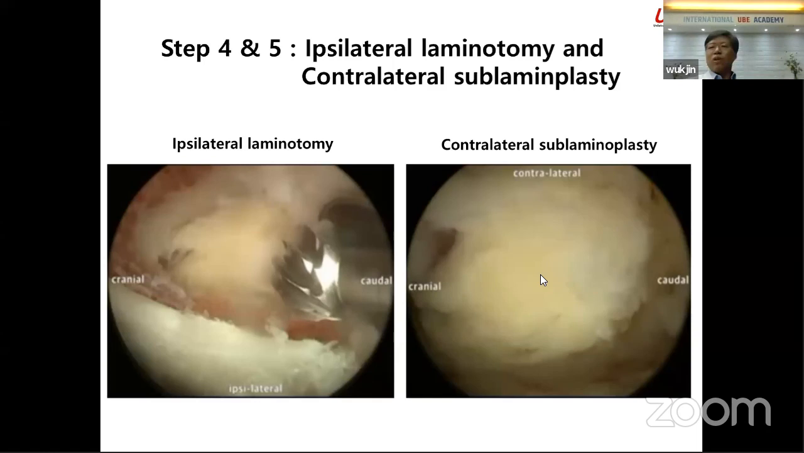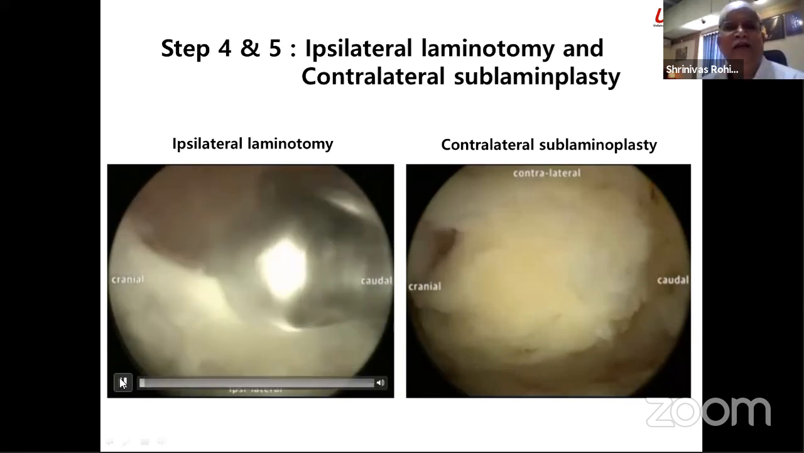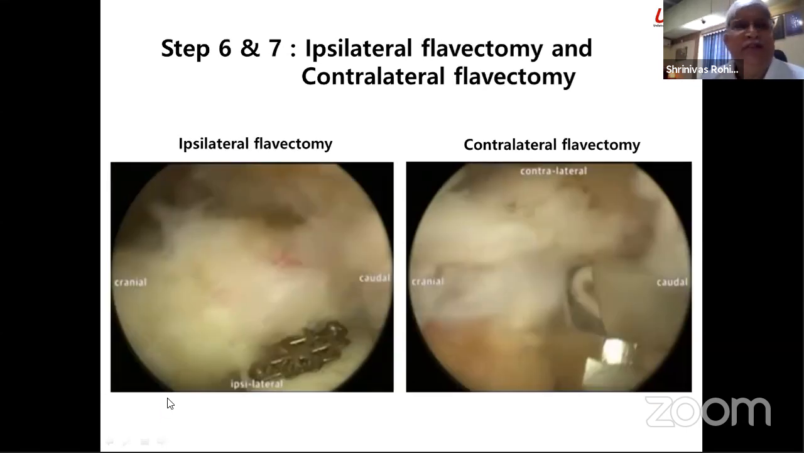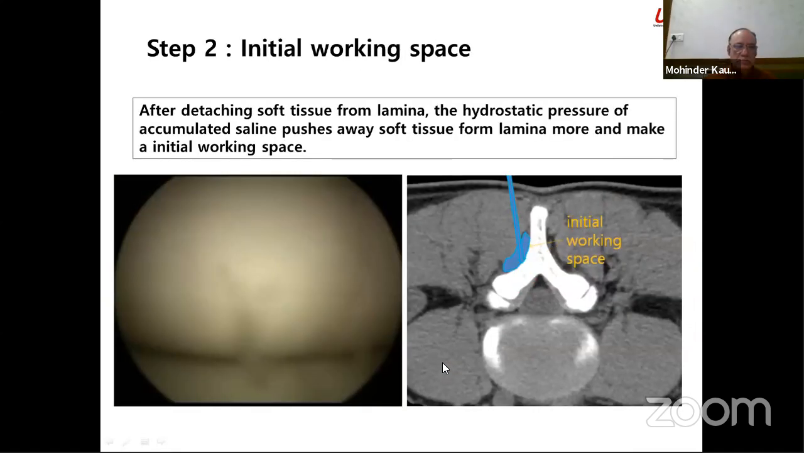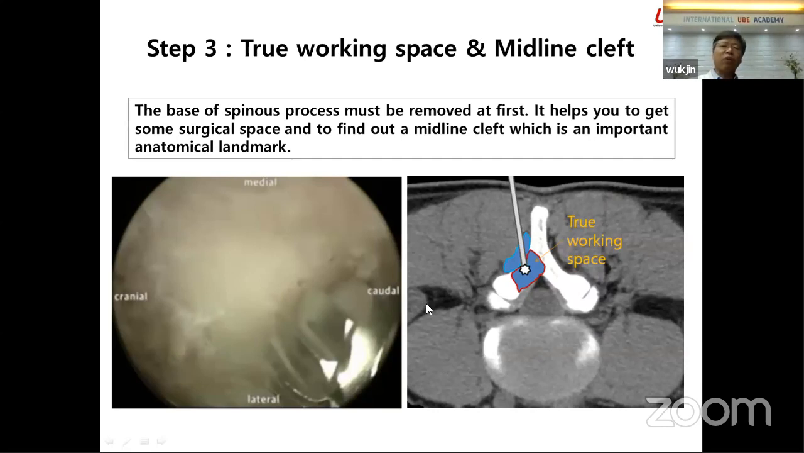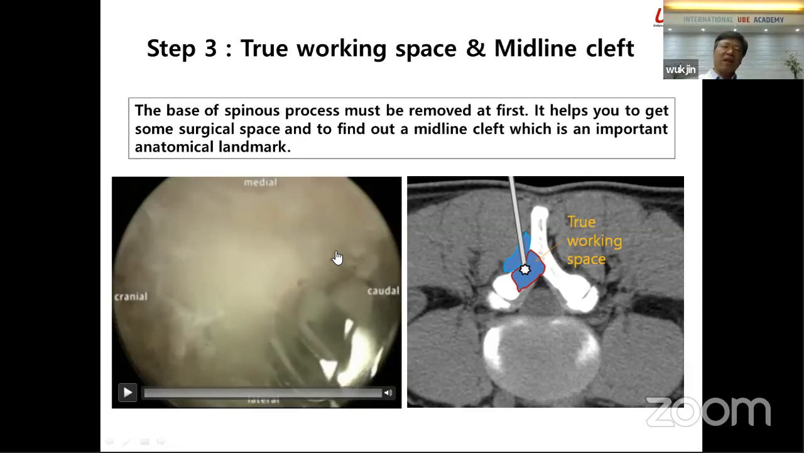Yeah. Contralateral side, okay. Rather than approaching the ipsilateral side, you start going on the opposite side. Oh, yes. Starting point here. In the initial stages, is there any possibility of making mistakes? Yeah.